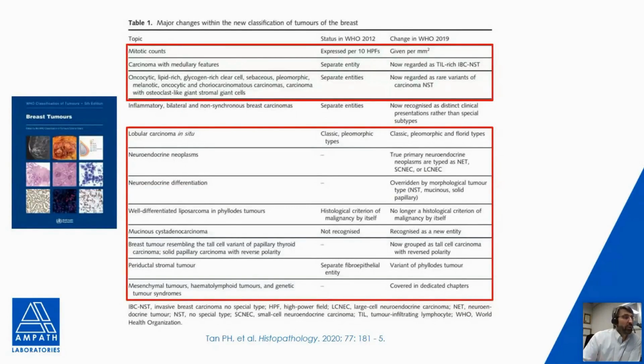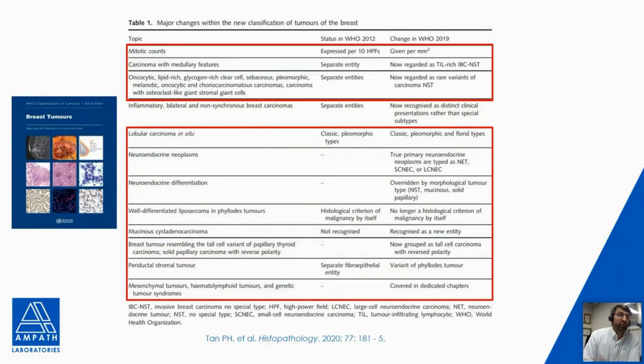Neuroendocrine differentiation and neoplasms, we're going to have a look in a brief moment. There is one change that was made pertaining to the diagnosis of phyllodes tumors with respect to well-differentiated liposarcoma. The histologist would be very well aware of that. The next 2 points there we're going to briefly look at. Those are two new entities that have been included.